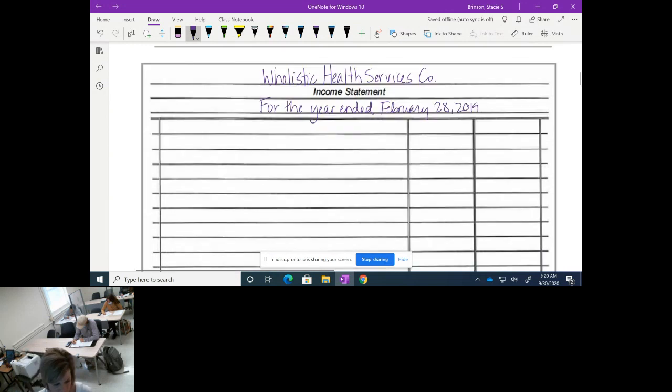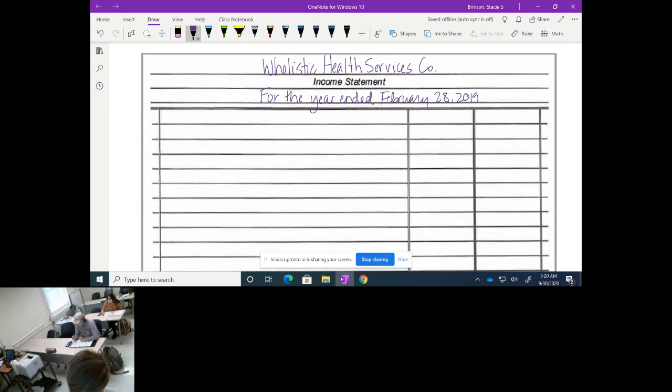All right, so on the first line, what are we going to put up there? Now, this one's different because you don't have fees earned. So which one? Service revenue. It's not always going to be fees earned. It may be called something else. It's still revenue, but they're just calling it something different. All right, so that's 448.4.